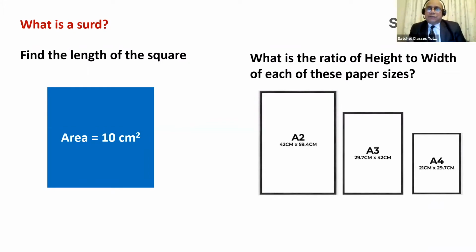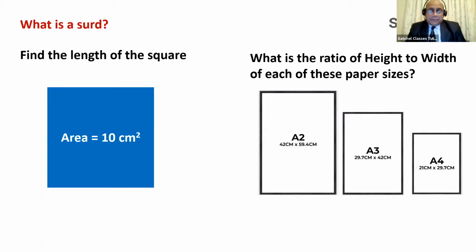So what is the ratio of the height and width of each of these paper sizes? For your benefit, we have given you the height and the width for each paper size. So you can use a calculator, punch these values and find out what you get. The same is the case with the example on the left. The area is 10 centimeters squared. Can you find out what is the length of the side of that square? The length of the side is the square root of the area. So go on, take your time and try to find out the answer for each of those cases.